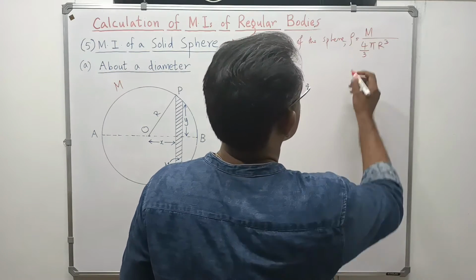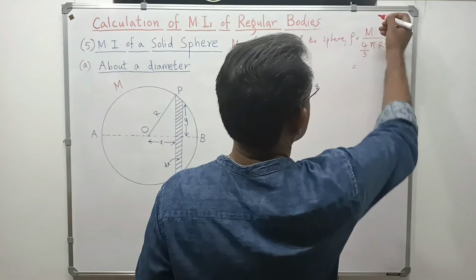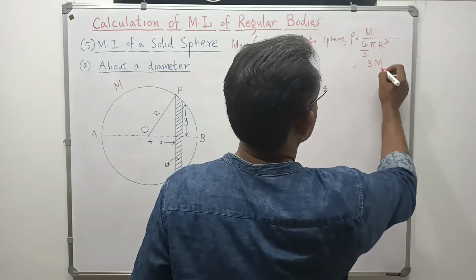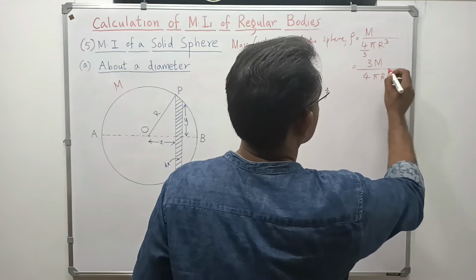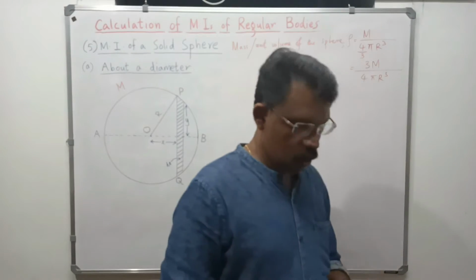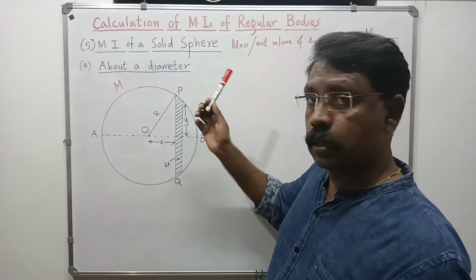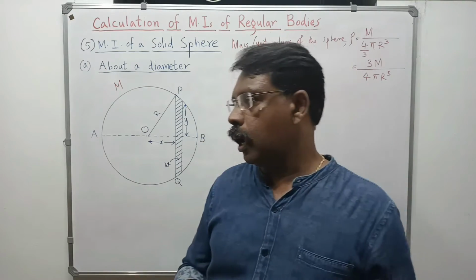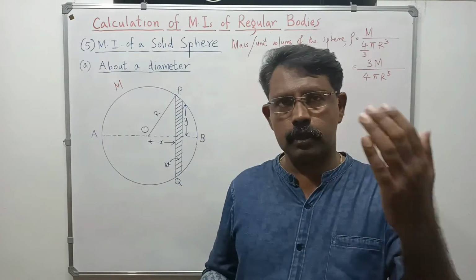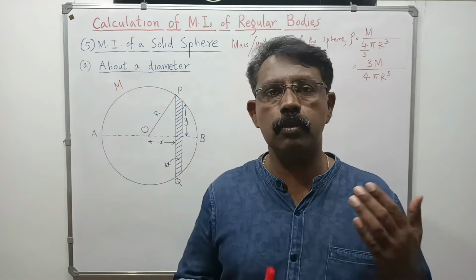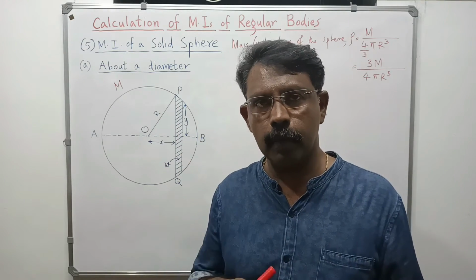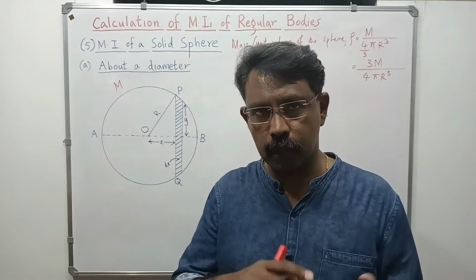Rho is equal, and this rho will be obtained as 3 goes to the numerator, then 3m by 4 pi r cube. So now I have got mass per unit volume. Now the slice we will take, the volume of this slice we will take. Then we will multiply mass per unit volume of the sphere into that particular volume.